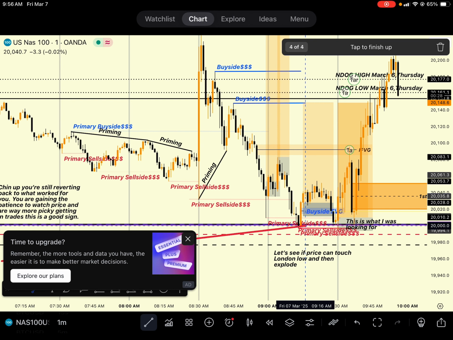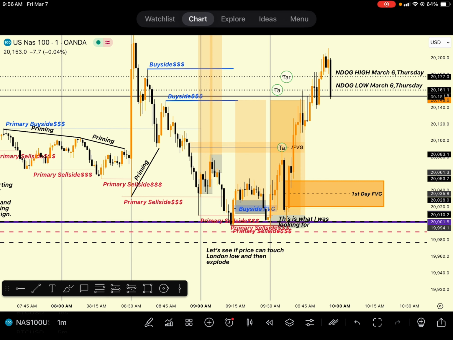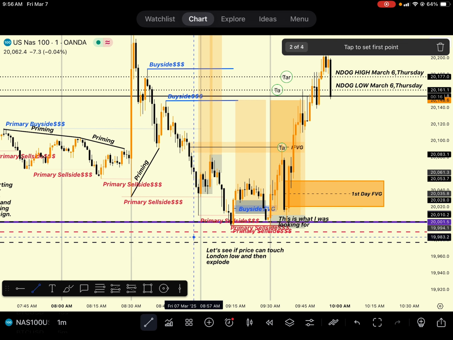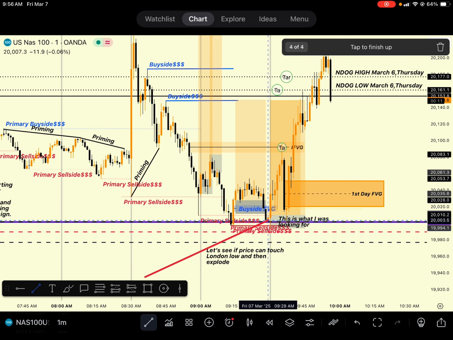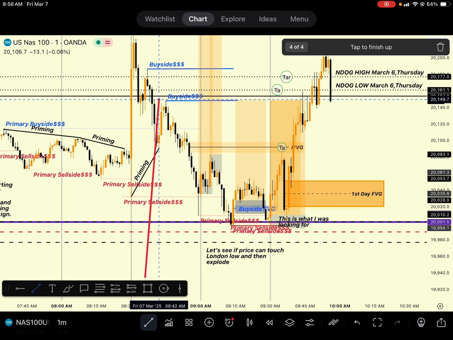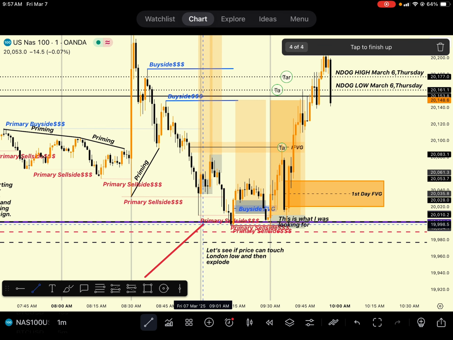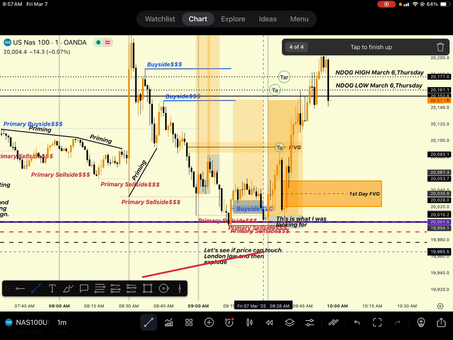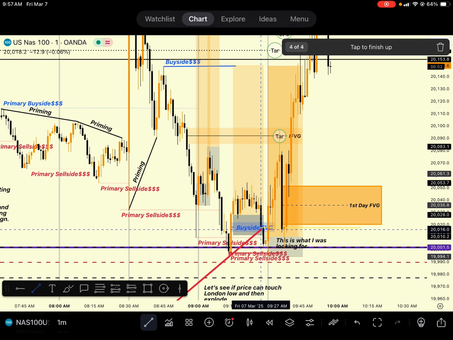So I wanted to be very sure, like, hey, I want to see if price can touch London lows and then explode up. Now, exactly what I said, it just needed time. Time to build liquidity, time to take out buyers who are trying to buy here, or take out sellers whose stop losses are being trailed. And again, primary sell side liquidity was swept, and swept some more. And it did touch London lows. It did not go anywhere near the consequent encroachment of the wick.